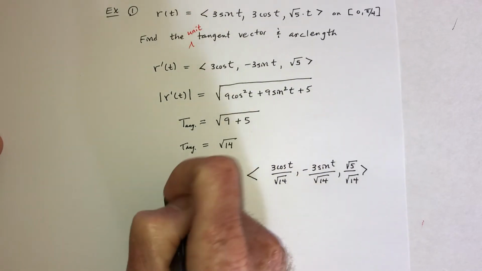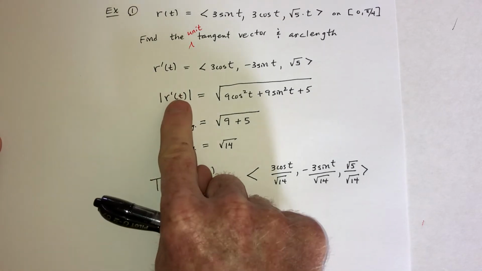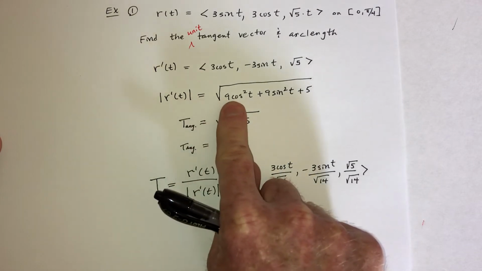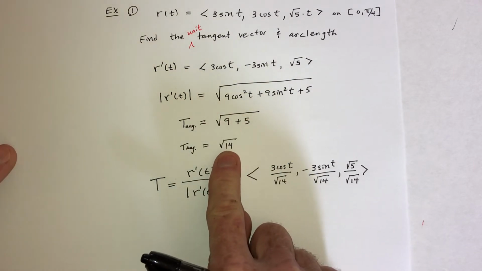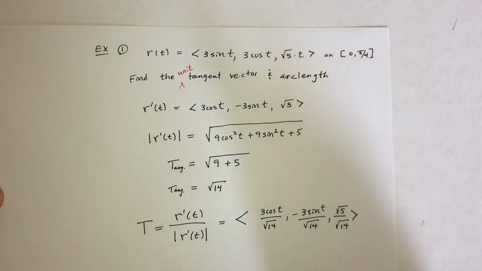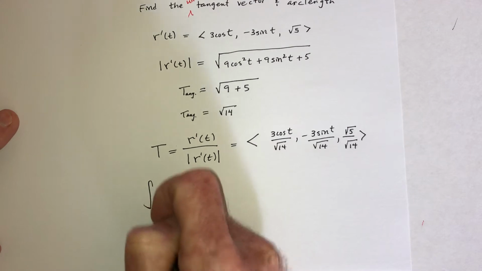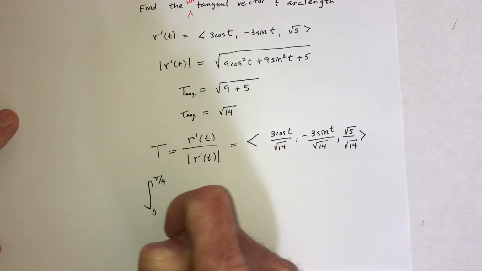Okay, so this is also called capital T for the unit tangent vector. Now find the arc length. So we need to integrate this guy, which actually simplified to just be that. And then integrate it on the interval from 0 to pi over 4.